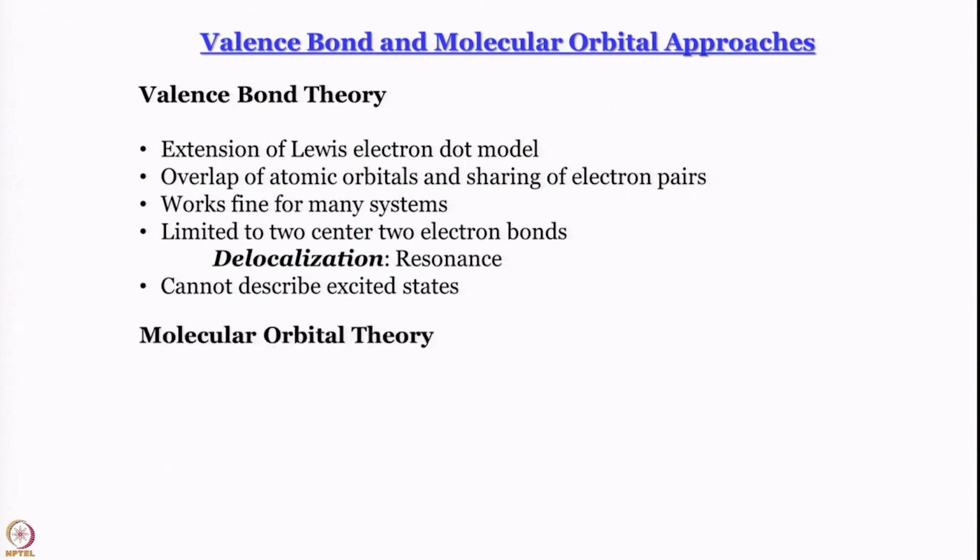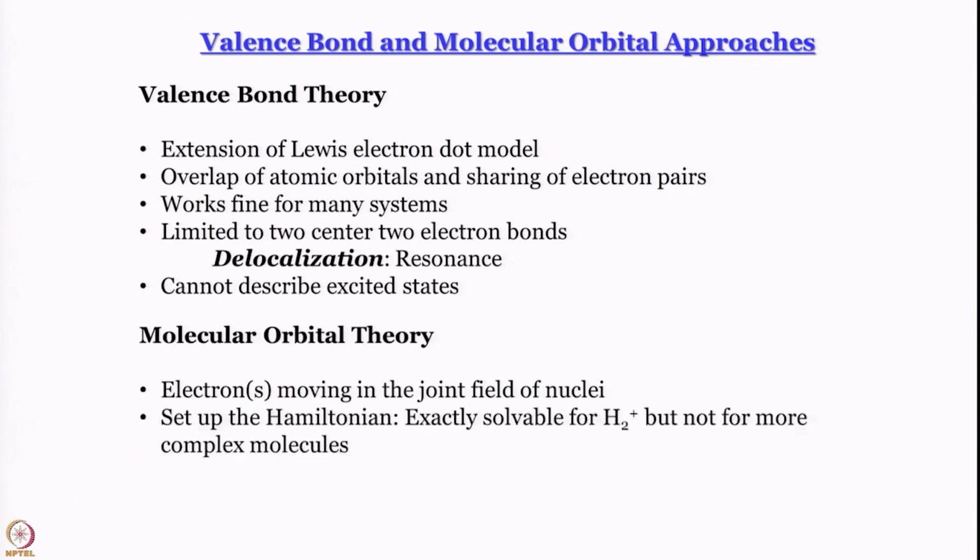So, the way out is to use molecular orbital theory, in which you consider the electrons to move in the joint field of nuclei, and you set up the Hamiltonian. Well, we will set up the Hamiltonian for valence bond theory as well today. But then in molecular orbital theory, you set up the Hamiltonian, and you can solve the Schrodinger equation with this Hamiltonian exactly for H2 plus, and we will not even do it. But the moment you add one more electron, you encounter the usual complications that we got with many electron atoms, and we get more because now you not only have more than one electron, but you have more than one nuclei as well.